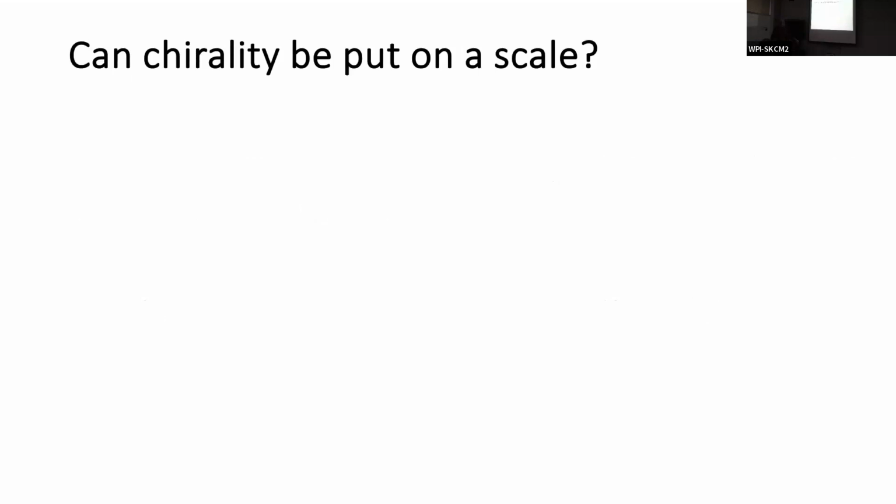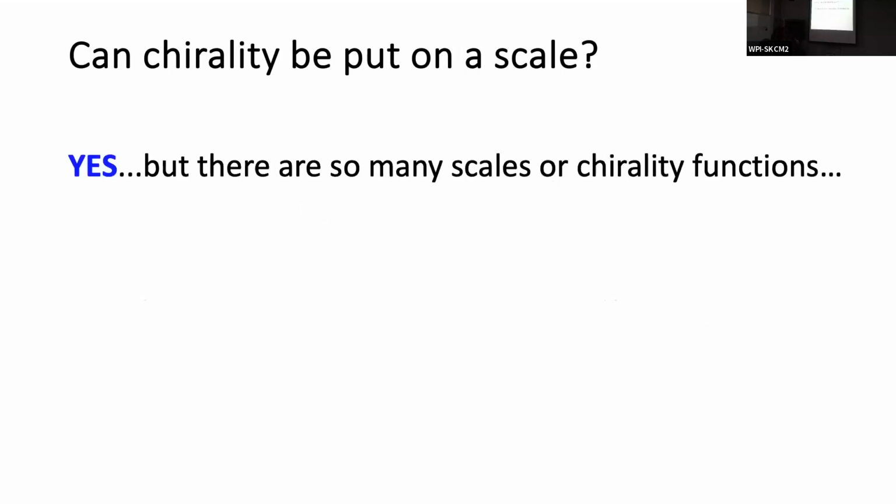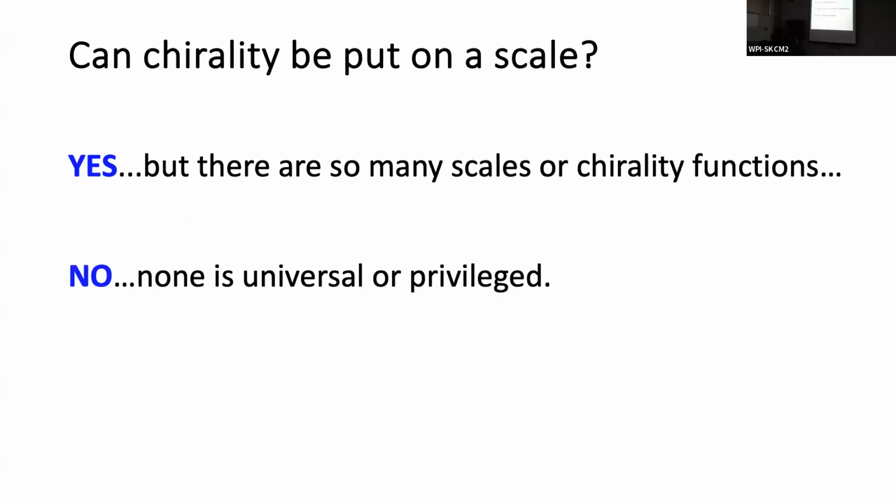People often ask, can chirality be put on a scale? Can it be quantified? And the answer is yes and no. Yes, it can be, but there are so many possible scales or chirality functions that you can invent that the answer is practically no, because none of these scales are privileged. There's no universal measure of chirality. There are a million different ways you can measure it, but there's no measurement that's any better than any other kind of measure. There's no scale that's better than any other kind of scale.